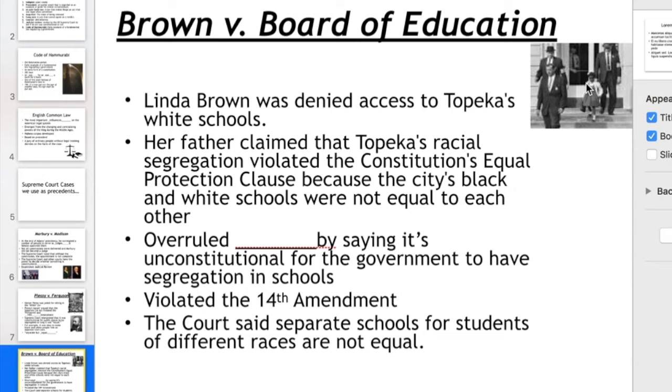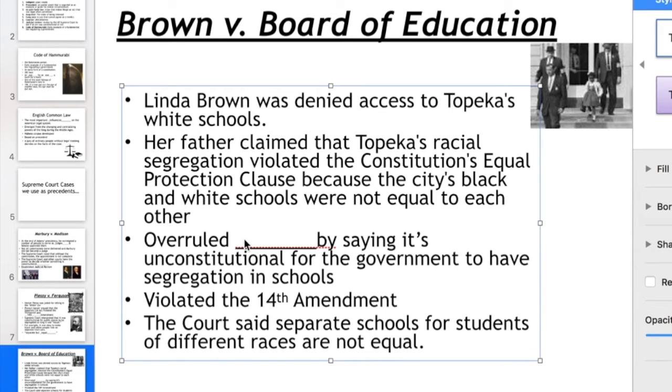So this little girl, Linda Brown, was denied access to one of Topeka's white schools. The school was closer to her, and it was less dangerous for her to go to the white school. Her father claimed that Topeka's racial segregation violated the Constitution's Equal Protection Clause, which is the 14th Amendment, because the city's black and white schools were not equal to each other.